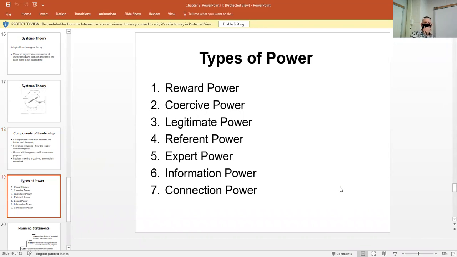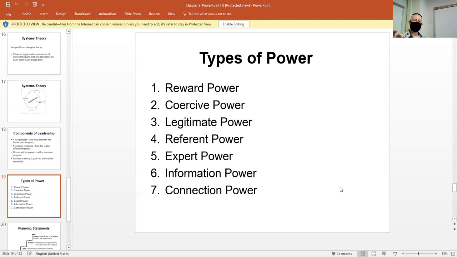Types of power. There's reward power, coercive power, legitimate power, referent power, expert power, information power, and connection power. Now, coercive power, what does that sound like to anybody? Like if you coerce someone? Yeah, kind of like a sneaky kind of thing. Coercion is not a positive word.